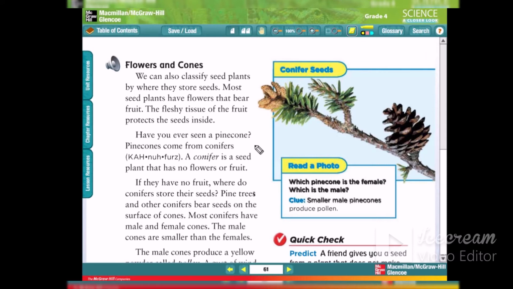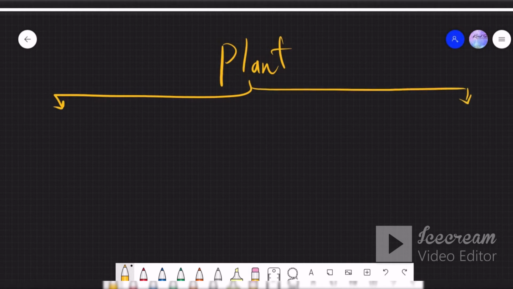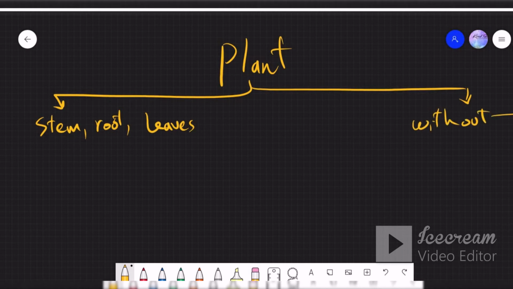But at the beginning, let's make a simple revision about the plant kingdom and the different groups of plants. As I told you before, if we want to classify plants by their structure, there are two very big groups. We have plants that have stem, root, and leaves, and we have another kind of plant without all of this. Now, the plants that have stem, root, and leaves, we can classify them into three groups.